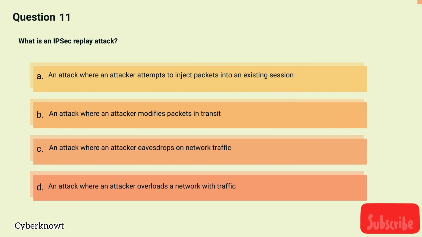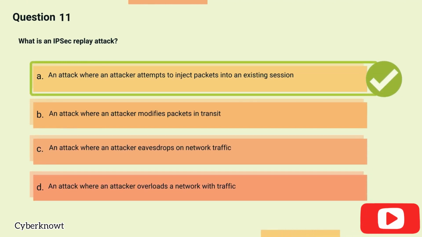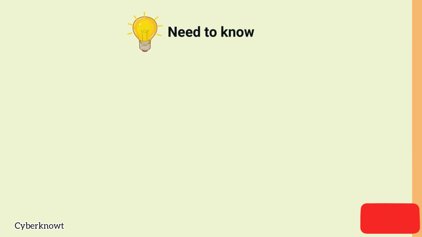Question 11. What is an IPsec replay attack? Option A. An attack where an attacker attempts to inject packets into an existing session. Option B. An attack where an attacker modifies packets in transit. Option C. An attack where an attacker eavesdrops on network traffic. Option D. An attack where an attacker overloads a network with traffic. The correct answer is Option A. An attack where an attacker attempts to inject packets into an existing session. Explanation. In an IPsec replay attack, an attacker intercepts and retransmits packets to try and gain unauthorized access to a network or to disrupt network communication.